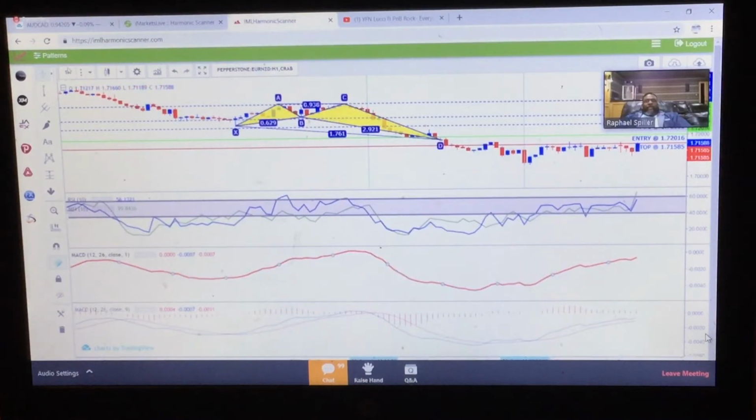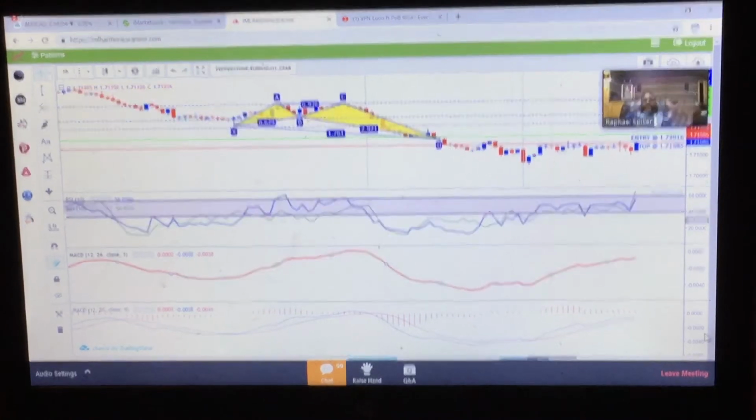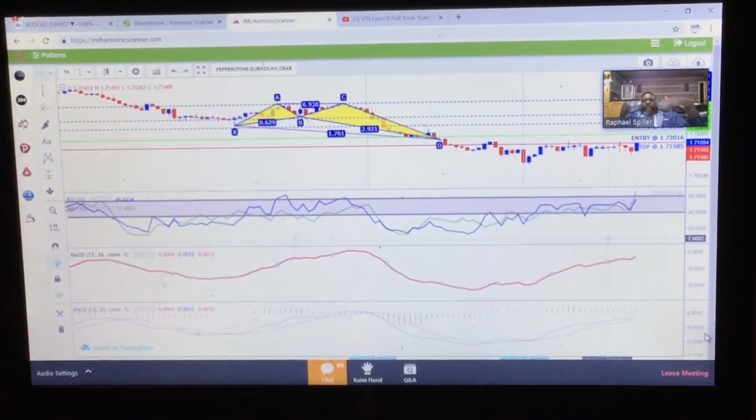Make sure you're on the hour time frame. They're flowing a little bit differently, but it doesn't matter that they're flowing a little differently than what you see on my chart. Don't even worry about that, because my internet is off.